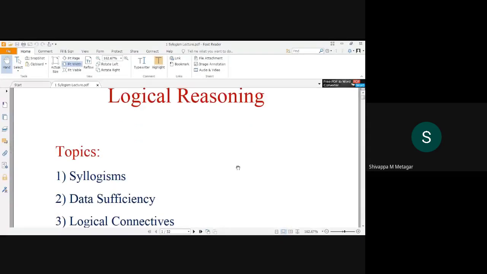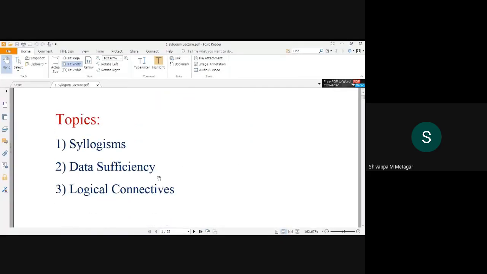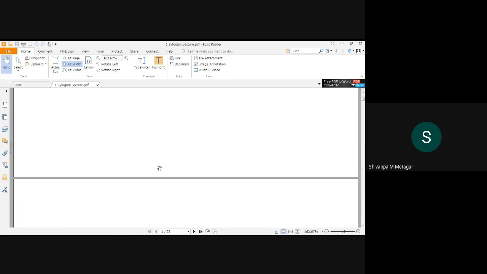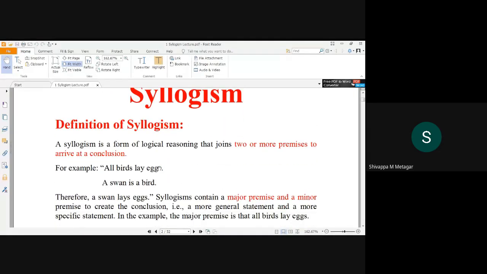Okay, the first topics we have already discussed, that is data sufficiency and logical connectives. Why did we discuss them first? Because some part of data sufficiency we have to use in the syllogism concept. Now let us study the last topic, that is syllogism. First we will discuss the theoretical things, and next we can go to the problems based on syllogism. Now let us see the definition of syllogism.